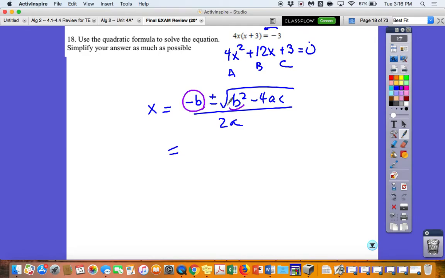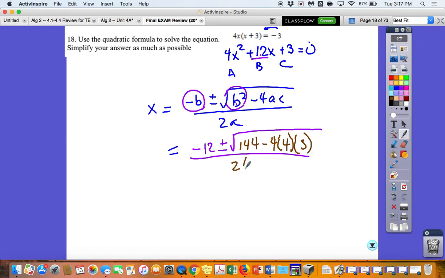Remember, these are the danger zones. Whenever you're writing them down, this is just the opposite of b. So whatever b's sign is, write the opposite. And the b squared is always and forevermore positive. Please don't ever put a negative number in there, because when you square a negative, it is positive. When you square a positive, it's positive. So 12 squared is just 144. And then my a value is 4, and my c value is 3. So down here, I've got a is 4. Okay, got everything in there.